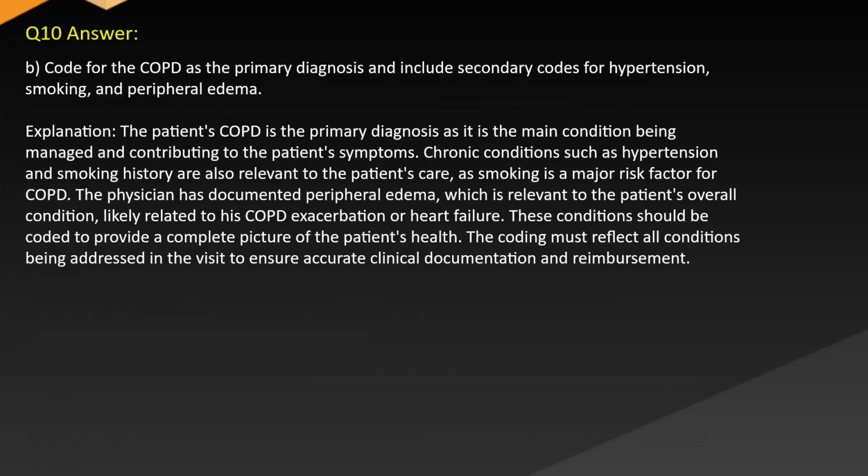Answer. B. Code for the COPD as the primary diagnosis and include secondary codes for hypertension, smoking, and peripheral edema. Explanation. The patient's COPD is the primary diagnosis as it is the main condition being managed and contributing to the patient's symptoms. Chronic conditions such as hypertension and smoking history are also relevant to the patient's care, as smoking is a major risk factor for COPD.